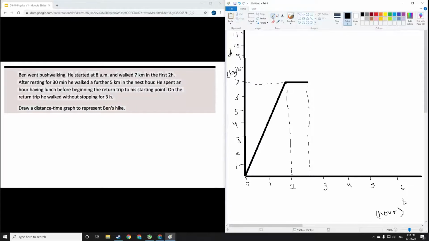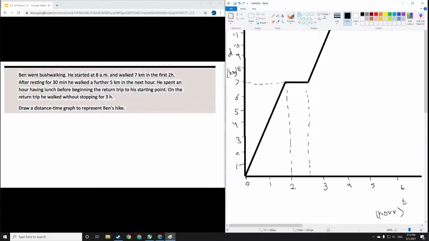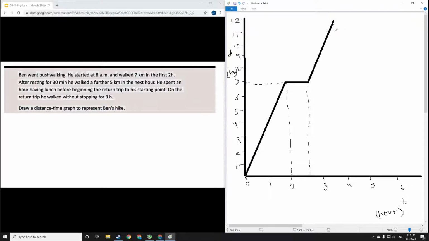So he stops for half an hour, and then he moves another 5 kilometers in the next hour, okay? So we start at 2.5, and we walk another 5 kilometers, so 12, in 1 hour. So it should stop at 3.5. That looks to be roughly halfway. And we can also confirm that by just drawing the line halfway down. Yeah, that's close enough.